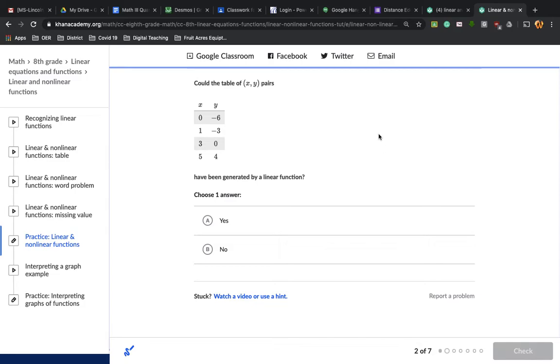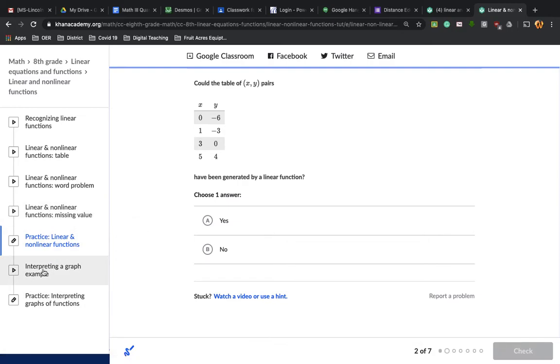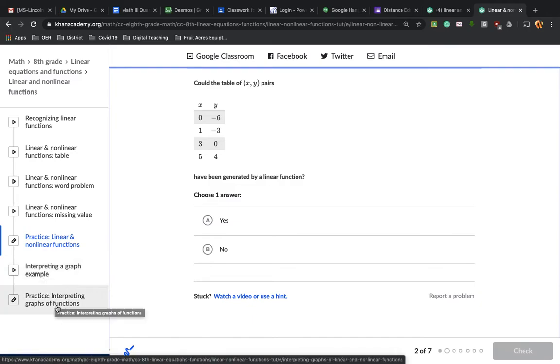So in Khan Academy, today, tomorrow, sometime this weekend, it's due Monday, you're going to take a look at some tables. You're going to take a look at some graphs. You're going to take a look at some linear functions and some nonlinear functions and try to learn how to tell them apart. There's several videos, right? Recognizing linear functions. Here's the table one. Here's the word problem one. The missing value one. 4 different ways to look at functions and start to do that identifying. There's also an interpreting a graph example before you get to that second interpreting the graph's activity, right?